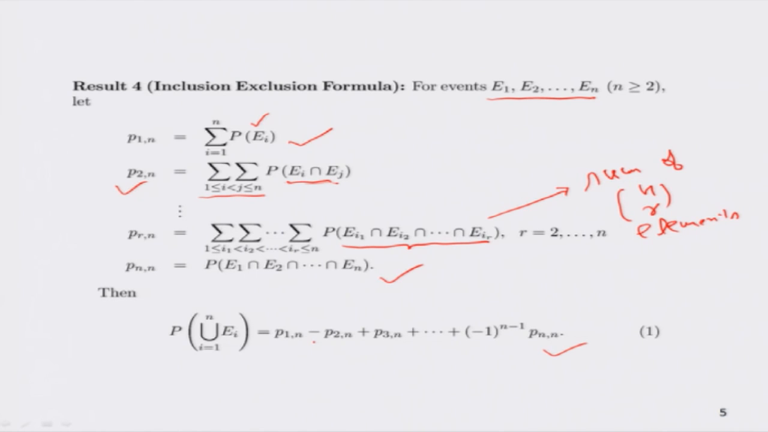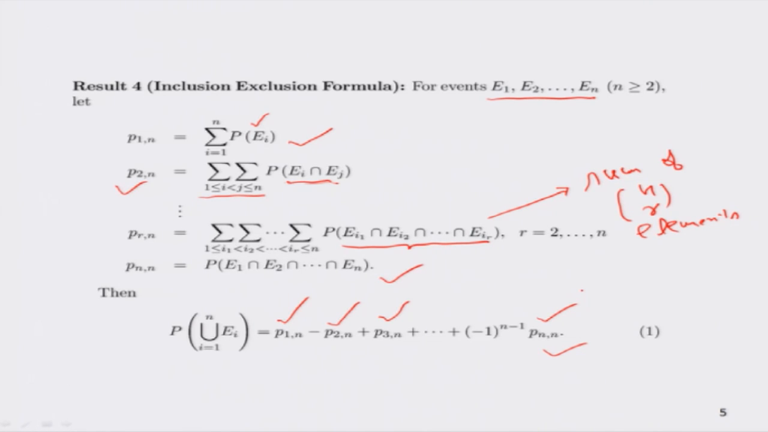We start with the sum of probabilities of events taken one at a time, minus the sum of probabilities of events taken two at a time, then alternate sign plus the sum of probabilities of events taken three at a time, and so on. Note that with 2 a negative sign is coming, with 3 a plus sign is coming. So with n the sign would be minus 1 to the power n minus 1, and P_n,n, which is the probability of joint occurrence of all events taken together.